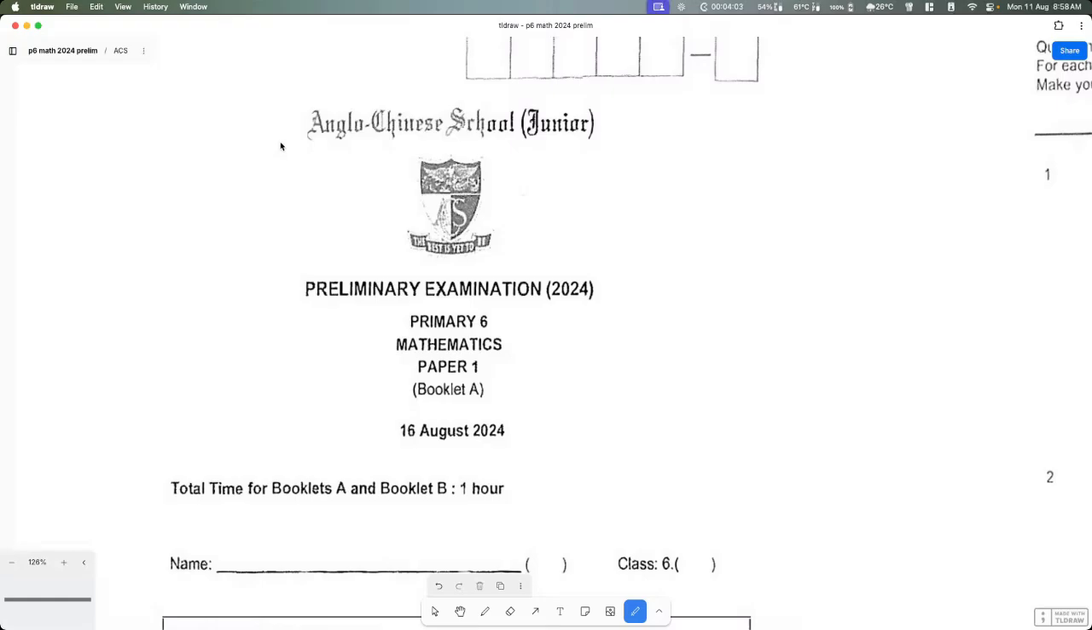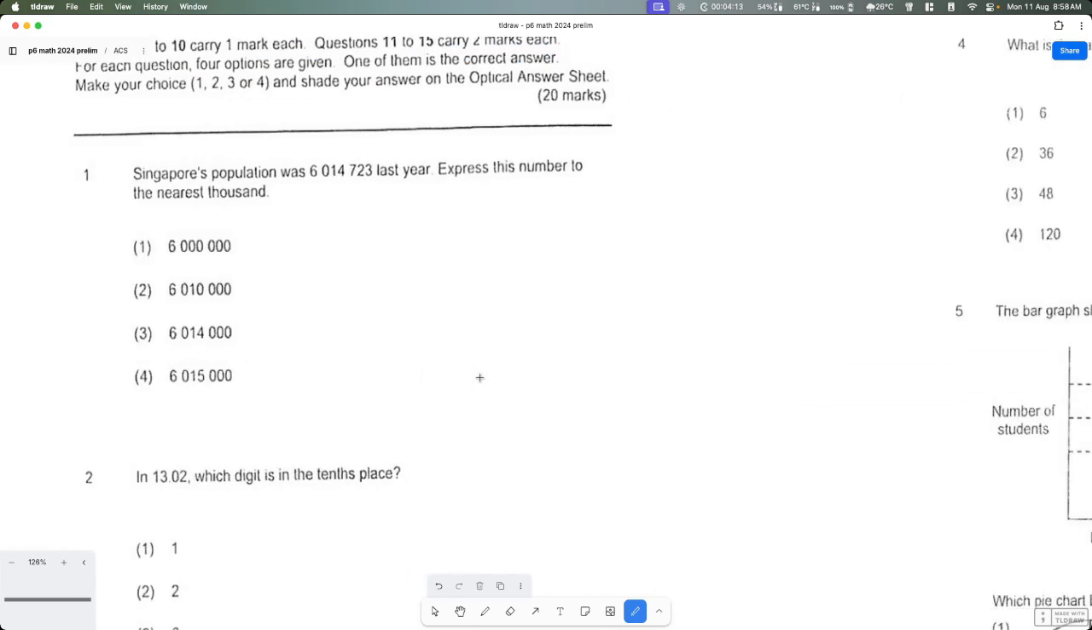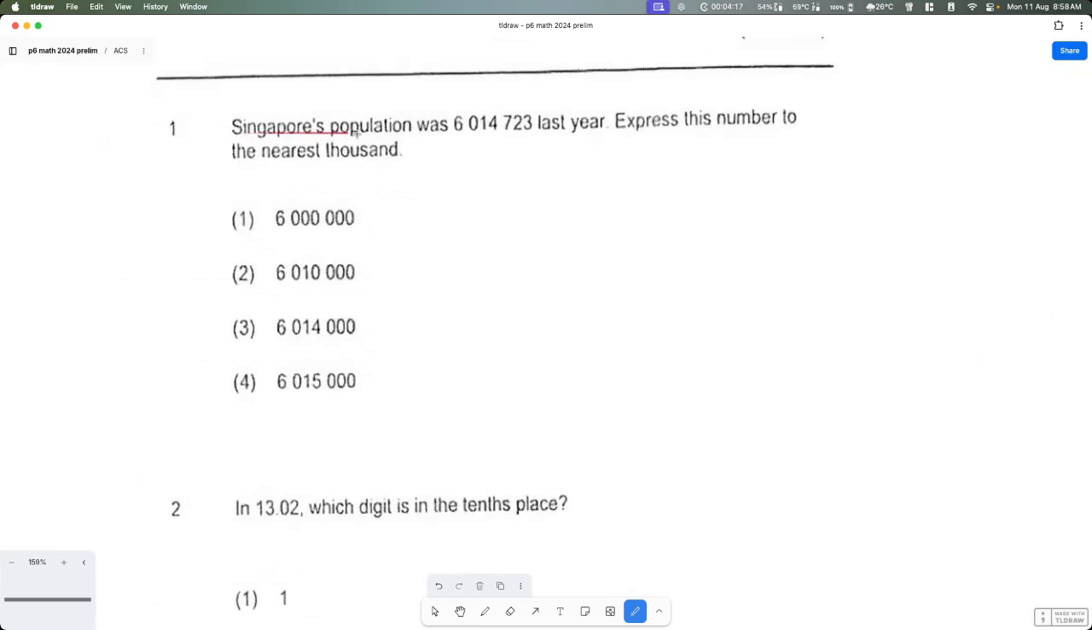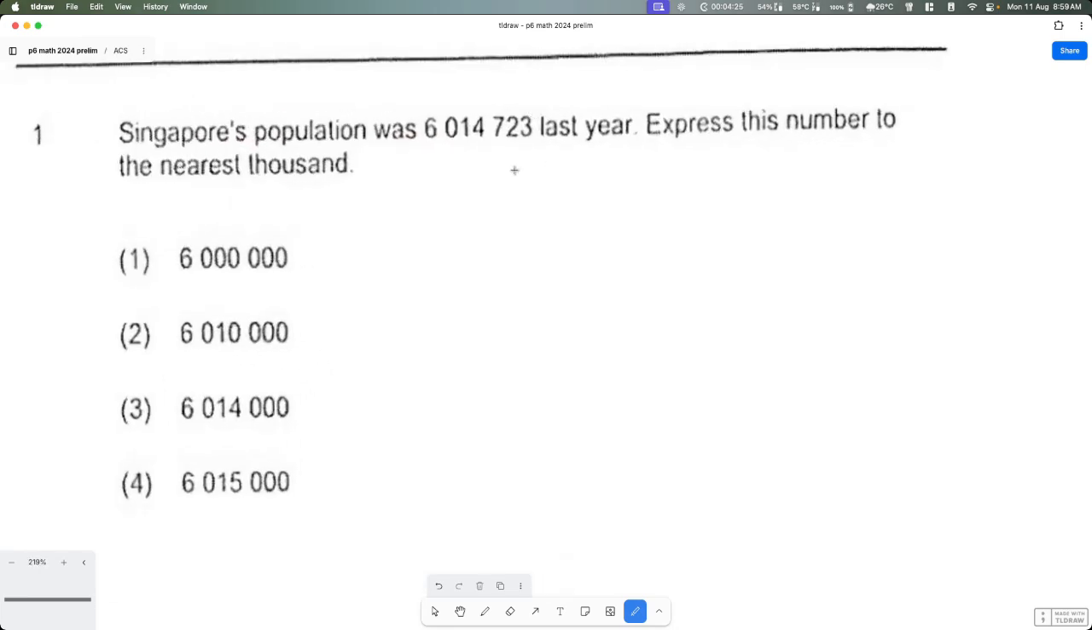In this video, we're going to go through the Anglo-Chinese School Junior Preliminary Examination 2024 Primary 6 Mathematics Paper 1. So let's get started on the first question. Singapore's population was 6,014,723 last year. Express this number to the nearest thousand.